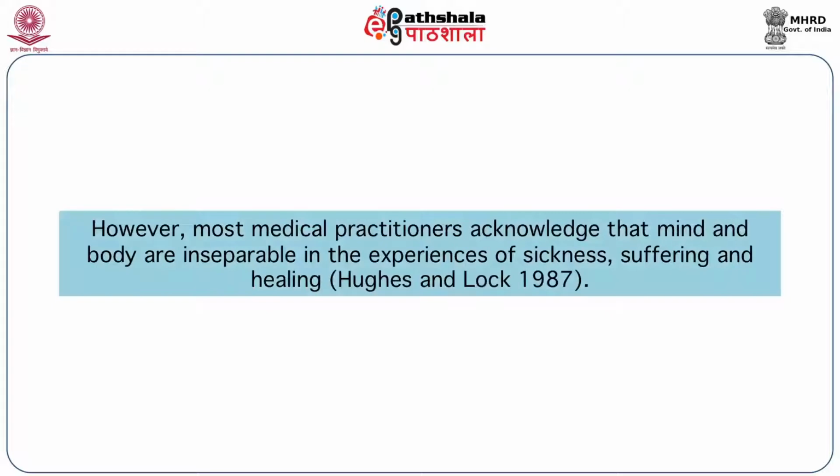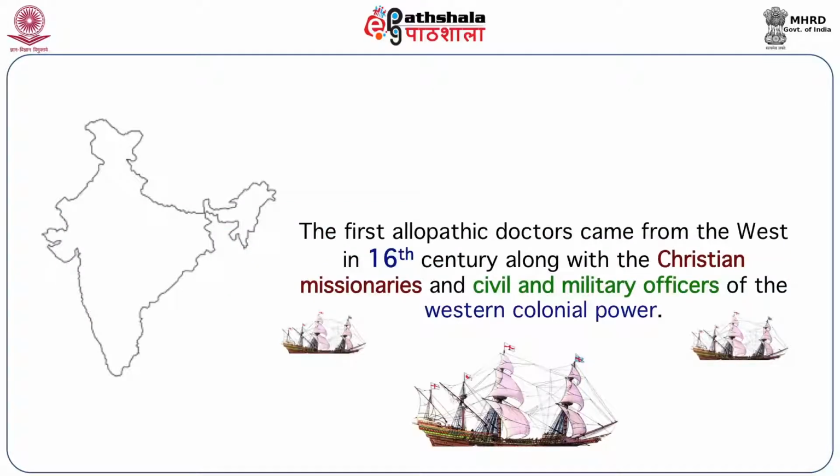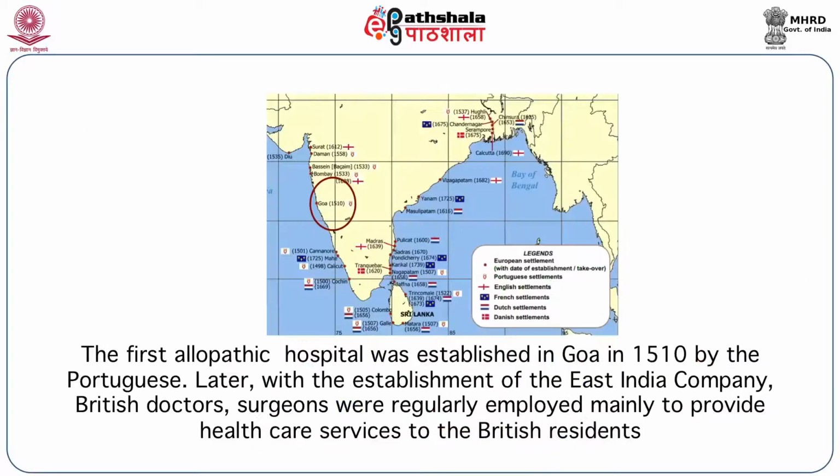Most medical practitioners agree that mind and body are inseparable in the experience of sickness, suffering and healing, but in terms of text, allopathic medicine believes that body and mind are distinct. In the Indian context, allopathic medicine came to India in the 16th century with the Christian missionaries and civil and military officers of the western colonial powers. The first allopathic hospital was established in Goa in 1510 by the Portuguese.